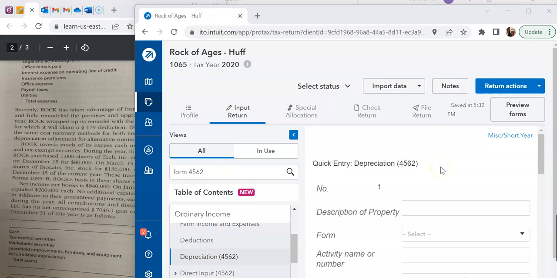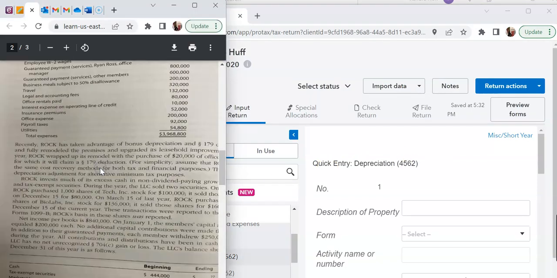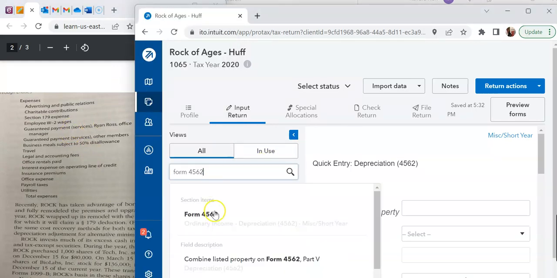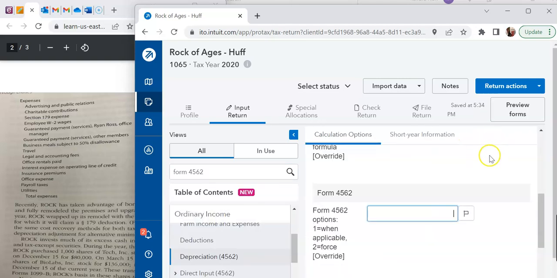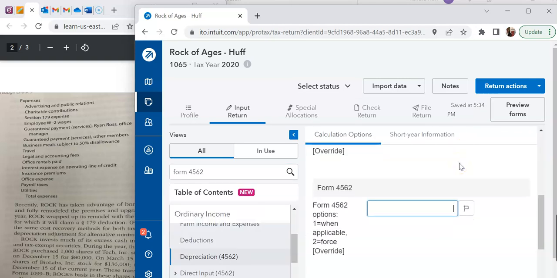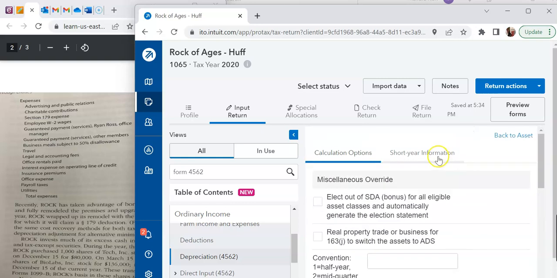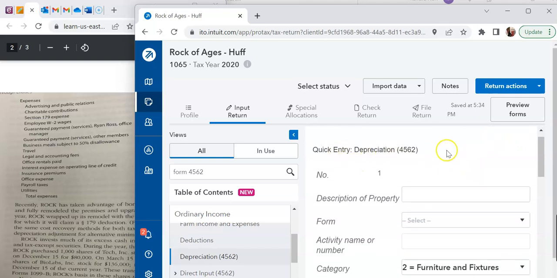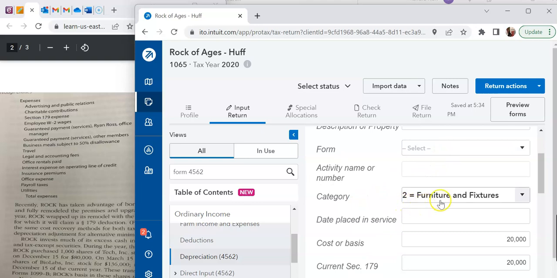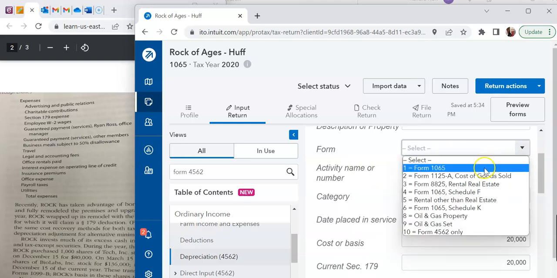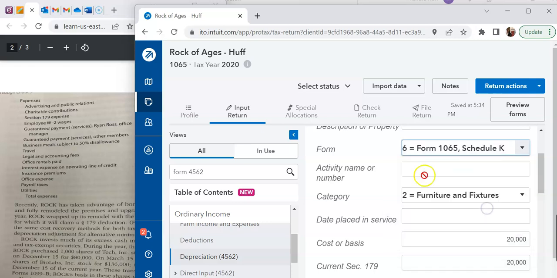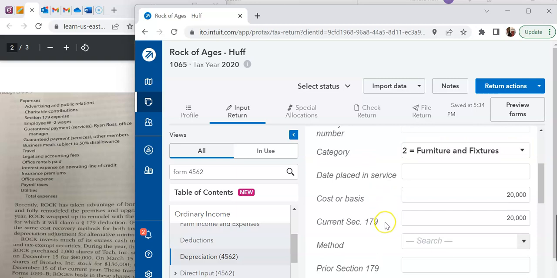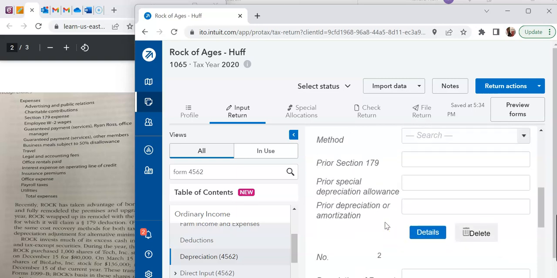Okay, then for the depreciation for the 20,000 of furniture, that's Section 179 expense. I typed in on the search bar Form 4562, and it came to here, and I went back to assets, and I put in quick entry. All right, so category was, what was this form? Form 1065 Schedule K. Furniture and fixtures was $20,000. I'm doing 20,000 of Section 179. We'll see if that works.